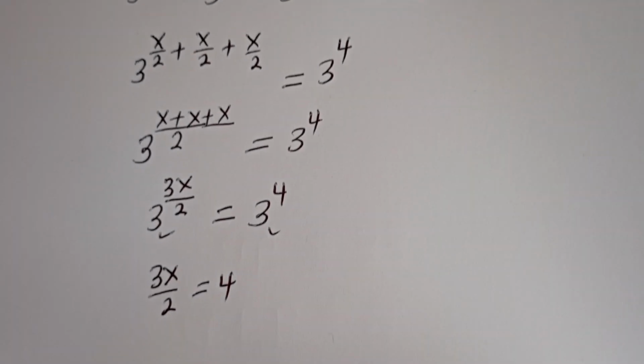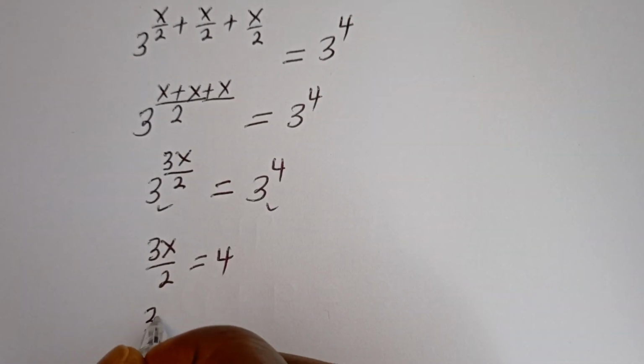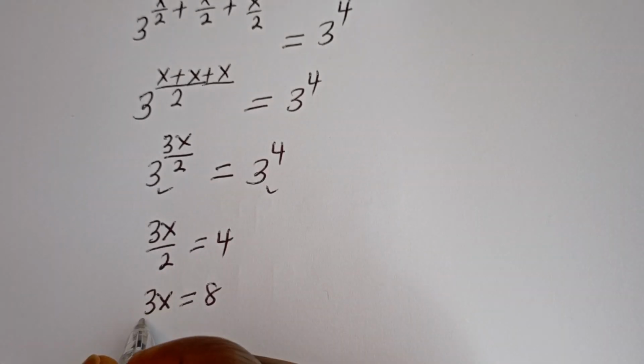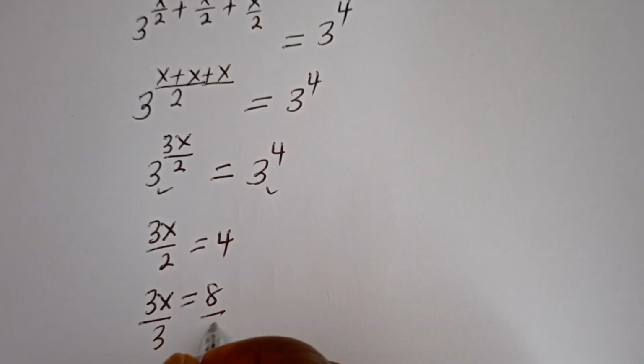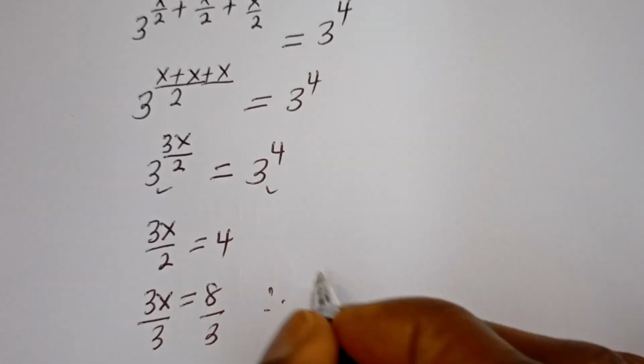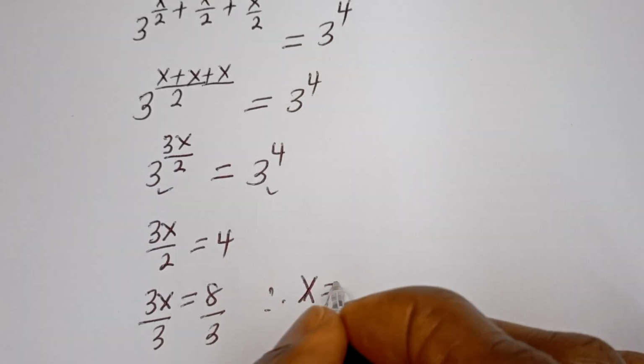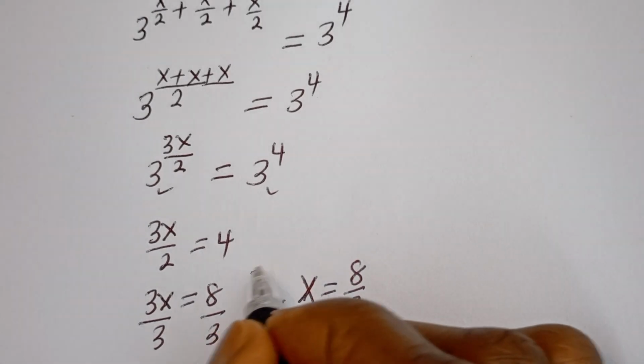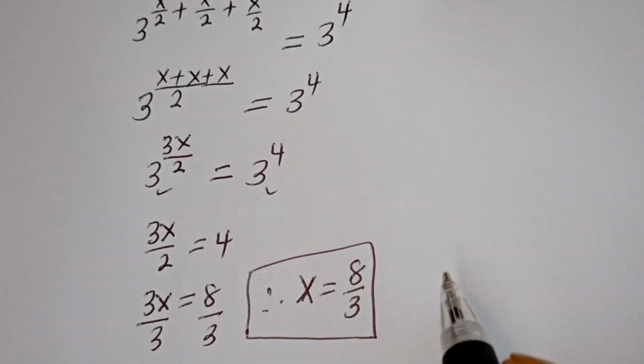If you cross multiply, you have 3x is equal to 8. Now let's divide both sides by 3. Therefore, x is equal to 8 over 3. And this is the final answer.